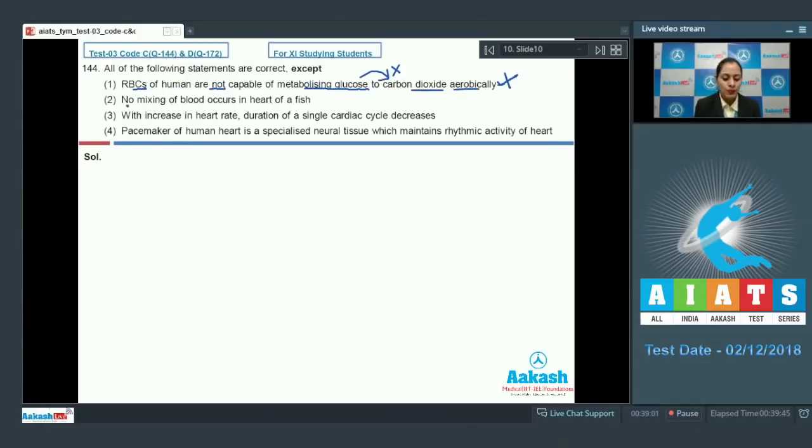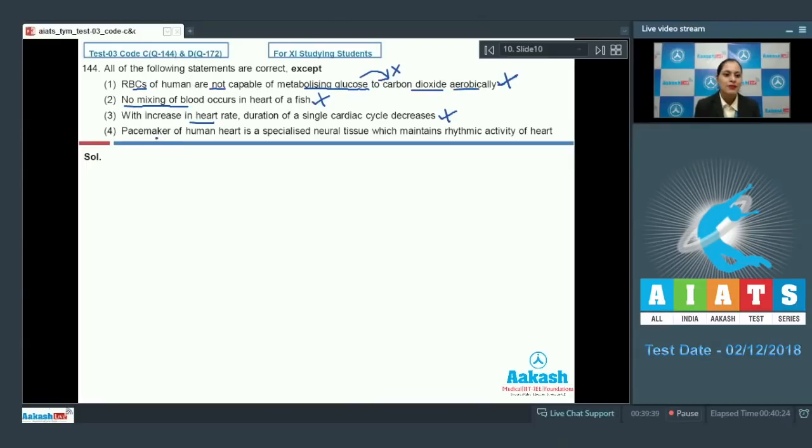The next option is no mixing of blood occurs in heart of fish. This is a correct statement but cannot be a correct answer to our question. The next statement is with increase in heart rate, duration of a single cardiac cycle decreases. This is a correct statement but cannot be the correct answer to our question because as the heart rate increases, the single cardiac cycle duration decreases.